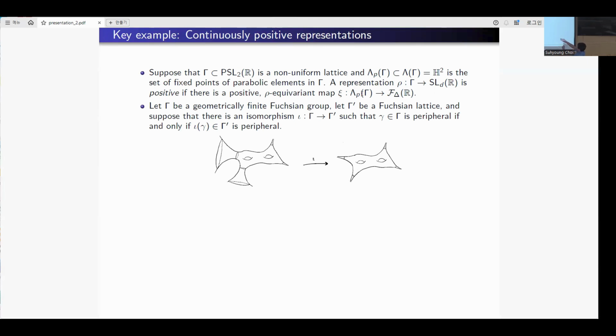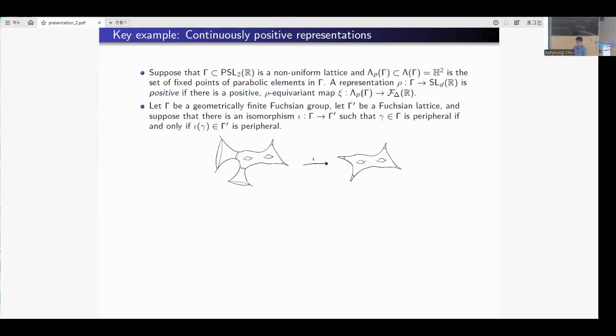So this gives you an isomorphism of the fundamental groups of these two manifolds. It will not extend to any kind of map on PSL2R, but you get this because these two things are homeomorphic. So you get an induced map on the fundamental groups, and that's what my iota is supposed to do.